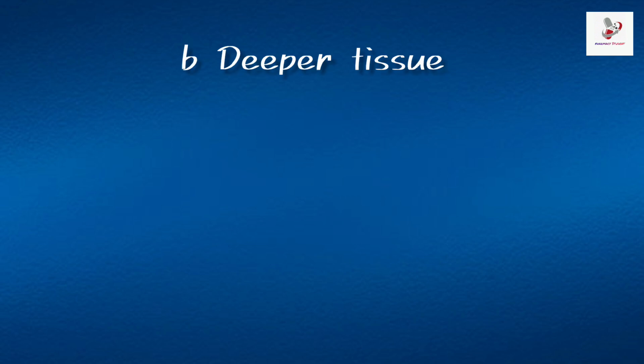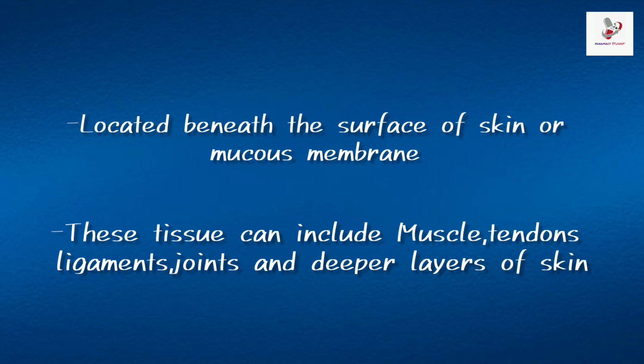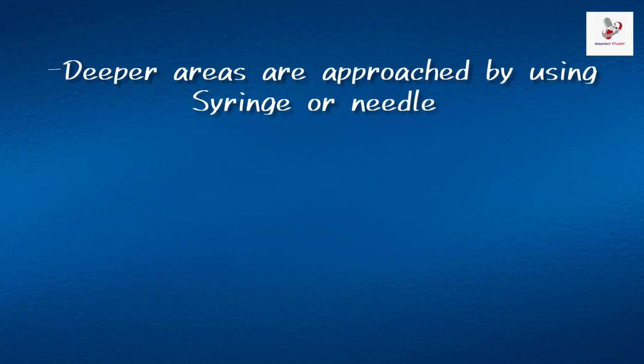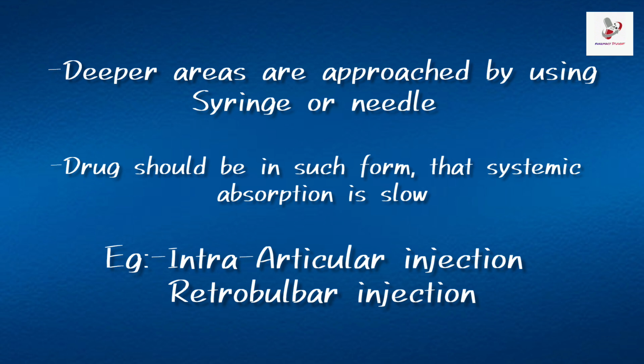Second one is deeper tissue. Deeper tissue typically refers to the tissue located beneath the surface of the skin or the mucous membrane. These tissues can include muscles, tendons, ligaments, joints, and deeper layers of the skin. In deeper tissue, the deeper areas are approached by using a syringe and needle, and the drugs should be used in such a form that systemic absorption is slow. Examples are intra-articular injection and retrobulbar injection.